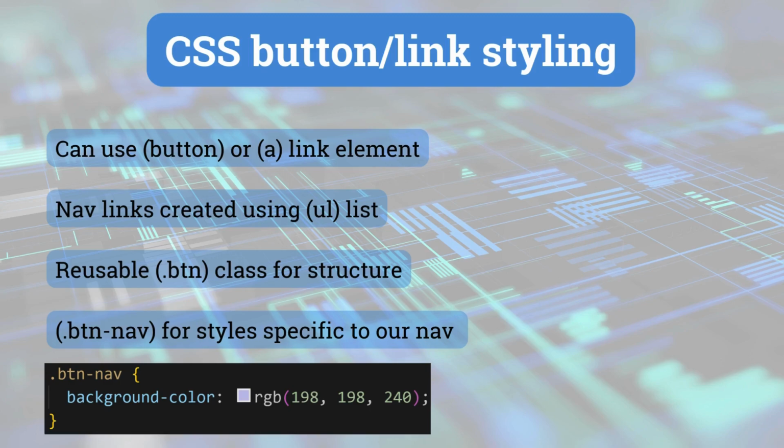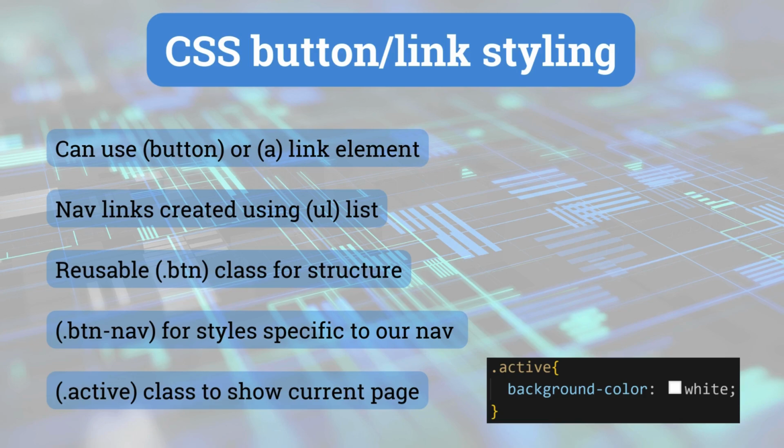Then we're going to use a .btn-nav for styling specific to our navigation. We can see here .btn-nav is just going to have a background color of RGB 198, 198, 240. This is very handy because we can apply any other class then to different buttons. The structure of the buttons is just one class, and then the colors in the buttons, we can set with just one line of CSS.